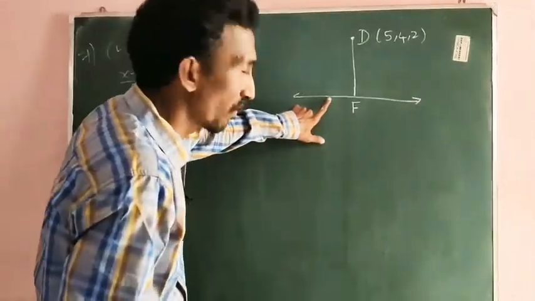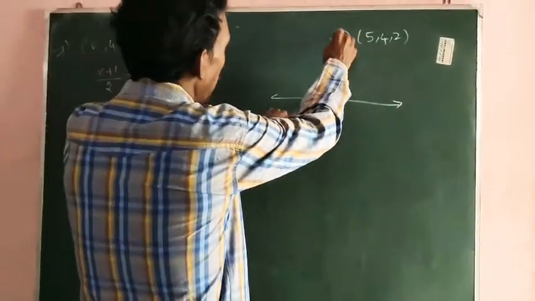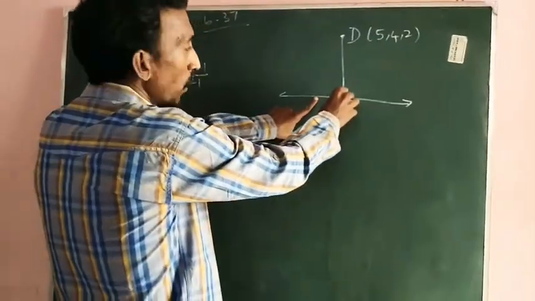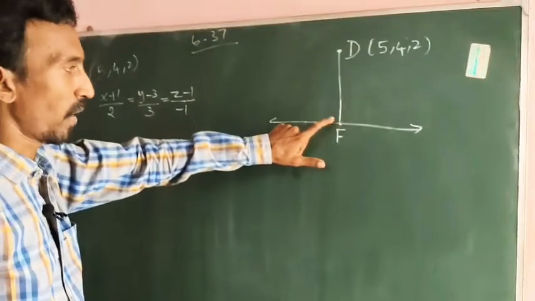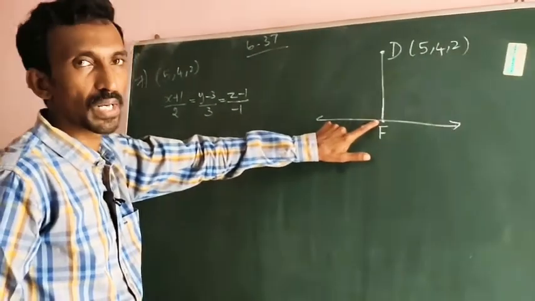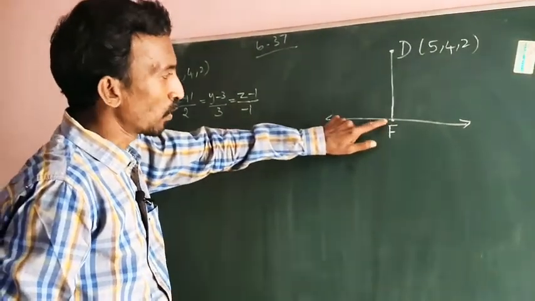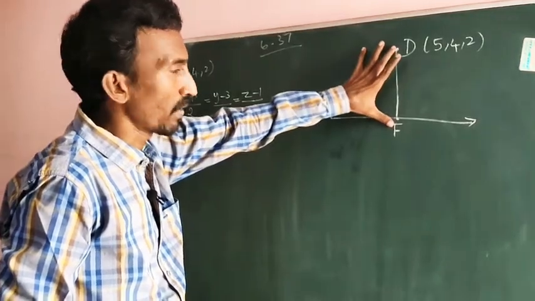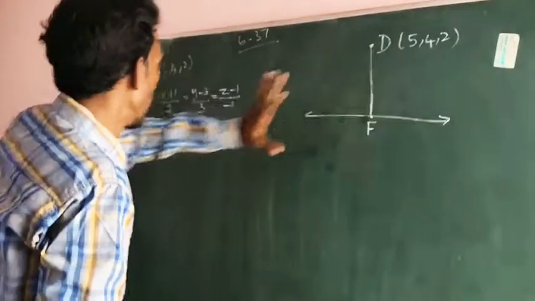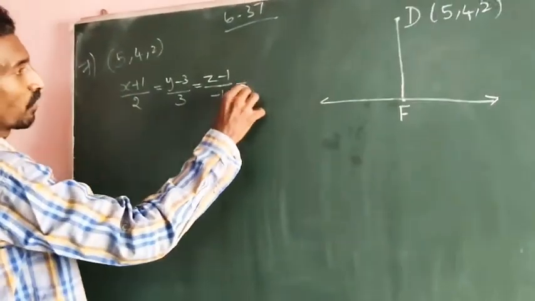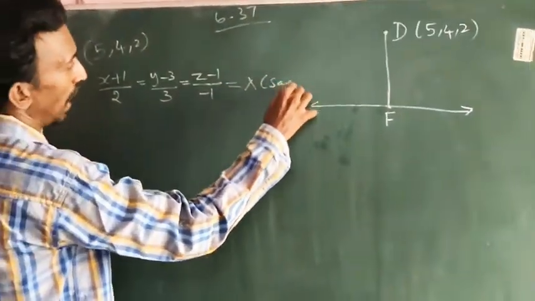So assume it is the given line and it is a given point. We are drawing the perpendicular. It meets the line at F. Our aim is to find this point F, the foot of the perpendicular. If you find this point, apply the 2-point formula, and we get the perpendicular line equation. Are you clear? So first equate the given straight line to some lambda.